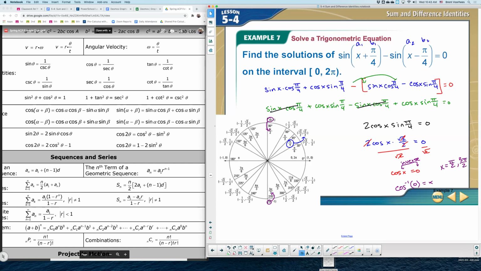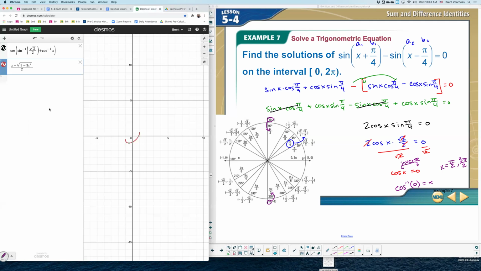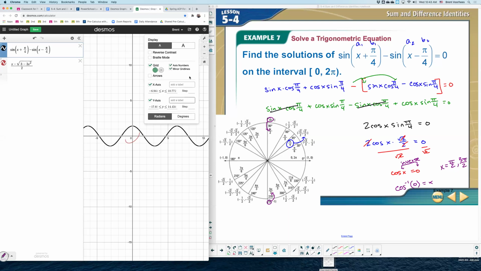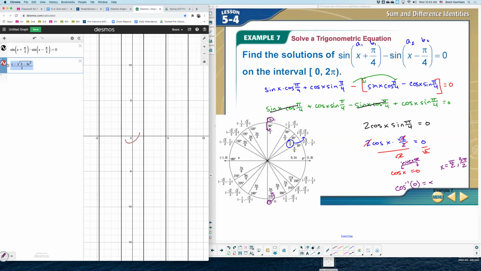Now, before I box that up, let's check on the calculator, or the graph, to see if that's correct. So I'm going to have sine of x plus pi over 4 minus sine of x minus pi over 4. I'm going to check my mode, make sure I'm in radians, good. And this needs to equal 0. And so now I'm going to copy this left side, and I'll copy the right side of y equals 0.